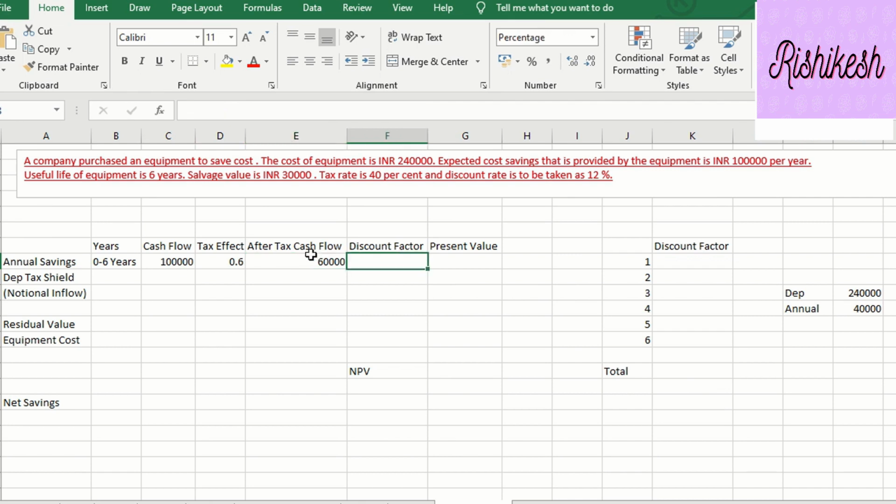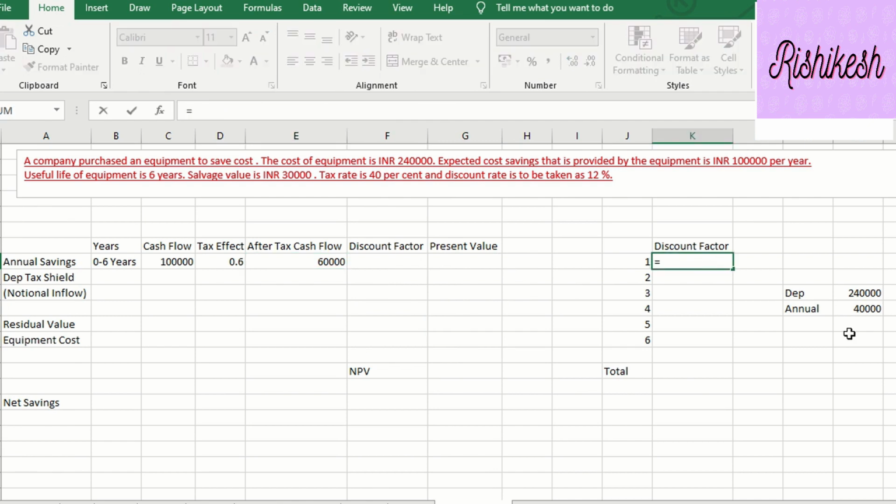Now one thing you can do is write this 60,000 six times, calculate the discount factor for each of the 6 periods, and then calculate the present value and add it. There is another technique: let us calculate the discount factor over here. So the discount factor will be what? 1 divided by 1 plus. Now what is the discount rate to be taken? Let us first place the discount rate over here.